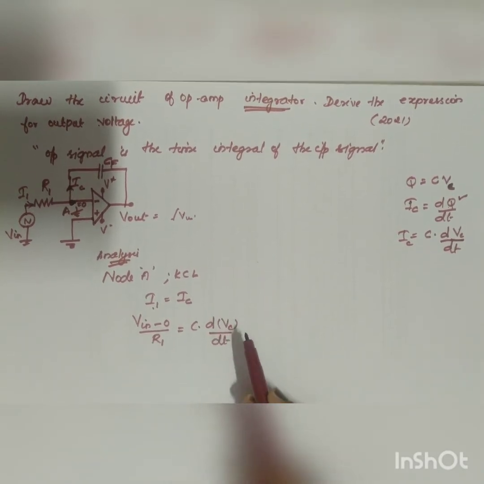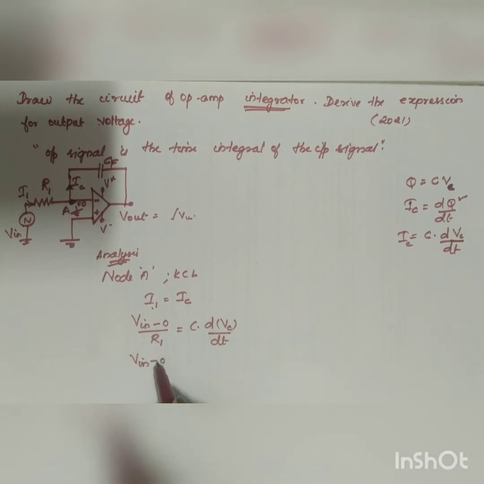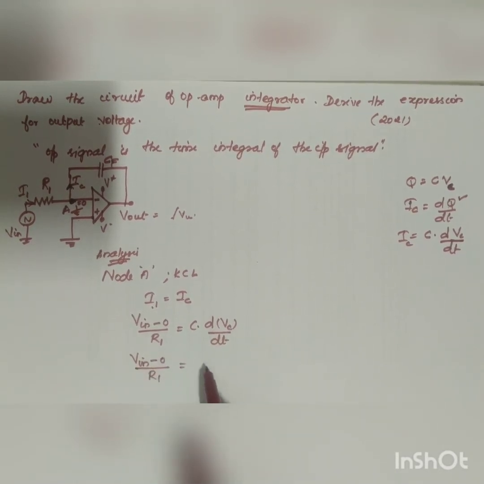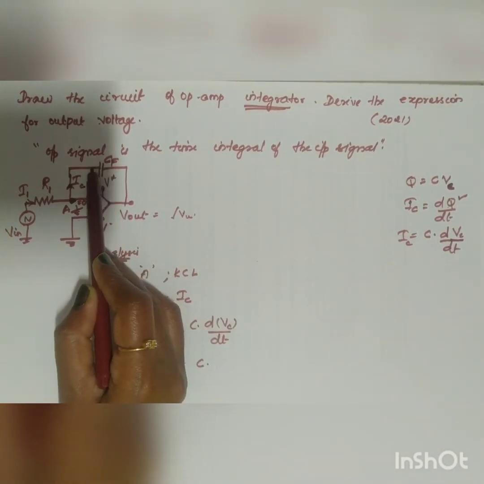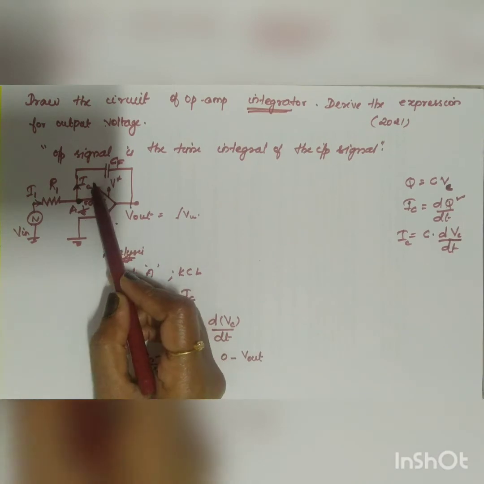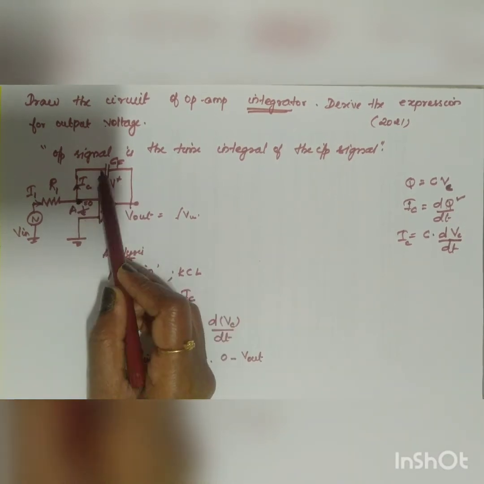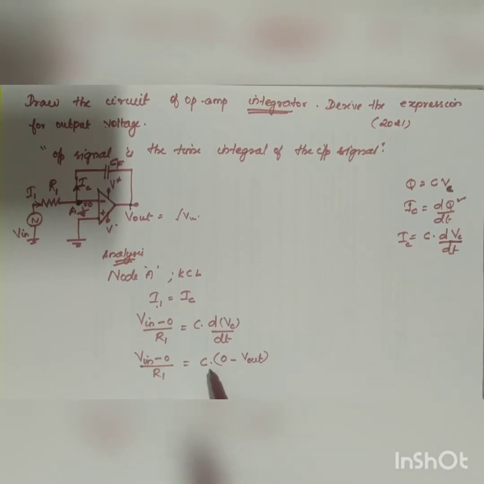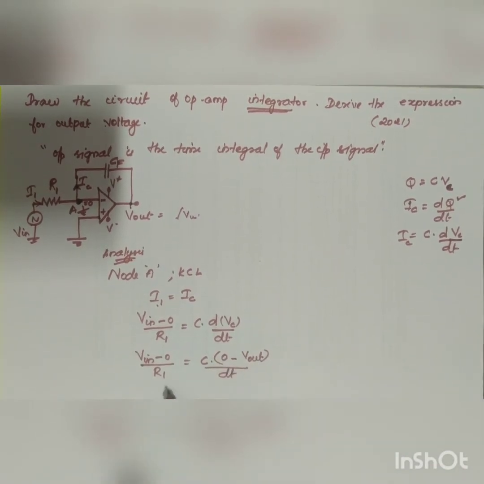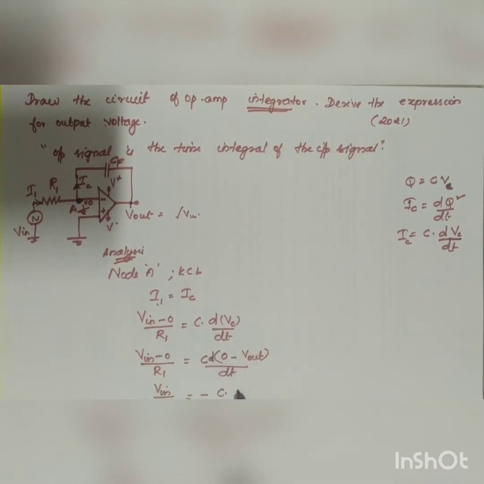Now what is your capacitor voltage? If I rewrite it, V in minus 0 divided by R1 is equal to C into, what will be the capacitor voltage here? It is 0 minus V out. Your capacitor voltage here is 0 minus V out. So I am substituting it here, 0 minus V out, divided by dt. Now if I reconfigure it, V in divided by R1 is equal to minus C into d V out divided by dt.